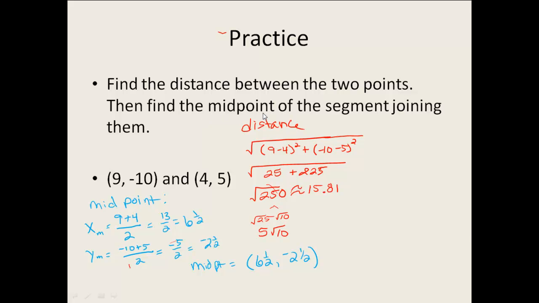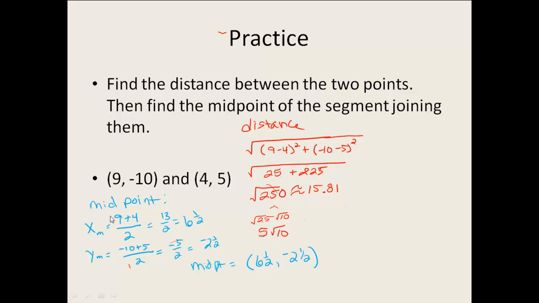For the distance formula, I've got that written out here in red. I subtracted my x values, squared them and got 25. Subtracted my y values, squared it and got 225. Added those together and got the square root of 250, which is about 15.81. Now, the 250 you could have broken down into the square root of 25 and the square root of 10 and gotten 5 square roots of 10 also, which is still going to be about 15.81.